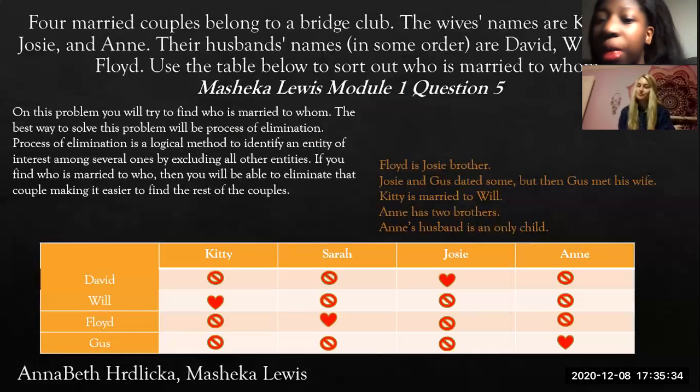Well, to solve this problem, it'll be best to use the process of elimination because it says Katie is Will. So we already know one is already married. And then, so we know that Will cannot be married to any other person. And then we just use the process of elimination to eliminate the people that we know for a fact that won't be married to each other. And then we'll finally get the final answer.